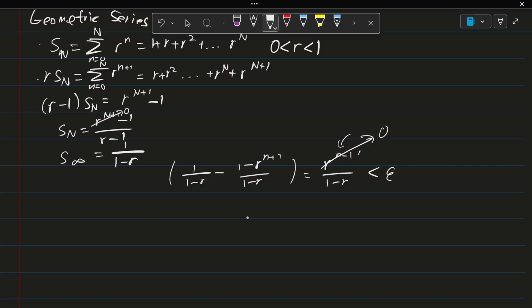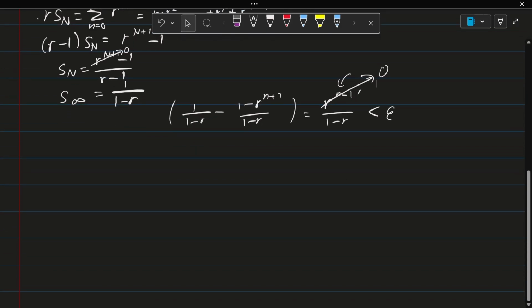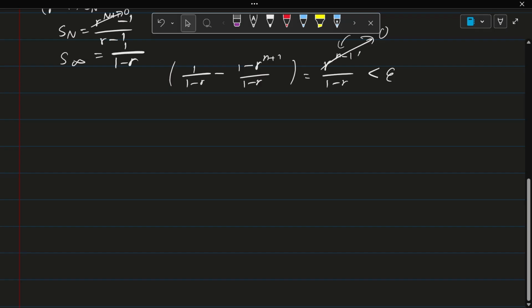After the discussion of the definition of convergence, I will introduce some tests for you to actually determine whether a series is convergent or not.